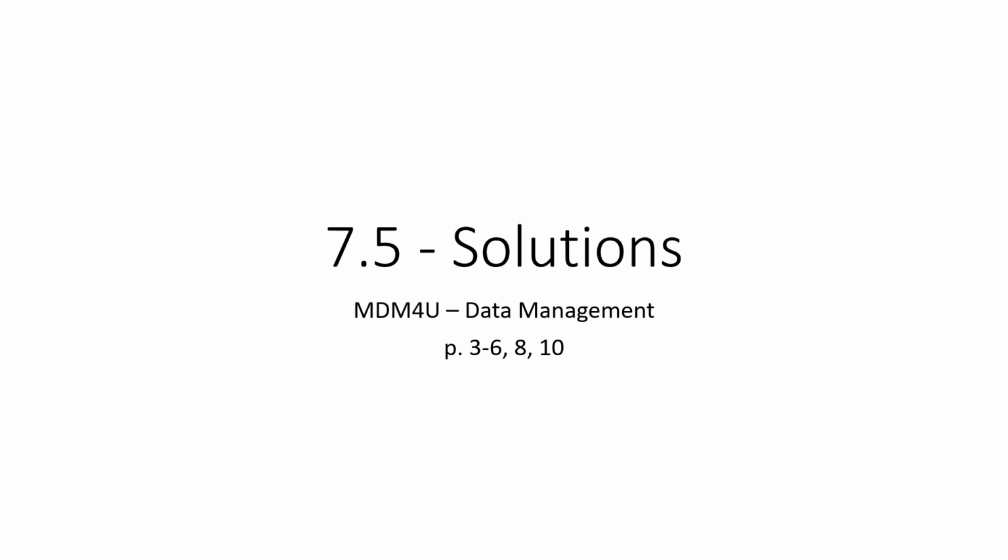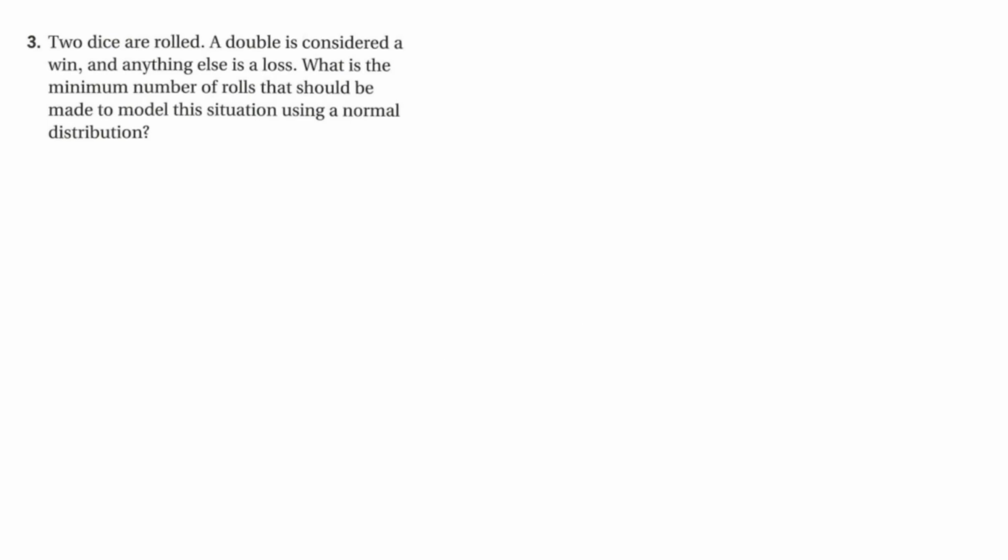Hi everyone, we are going to go through the solutions to the assigned questions for 7.5 here. The normal approximation to discrete random variables, mainly the binomial and hypergeometric distributions. Let's start with question 3.